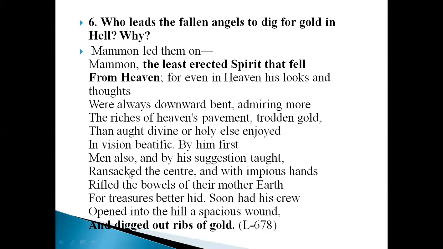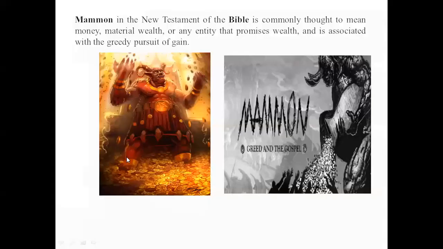You are going to read these lines and read the last line. And digged out ribs of gold, and he encouraged other fallen angels. So they help him dig gold. Okay, so this is the picture of Mammon. In Bengali we usually say Kuber, or sometimes we do find in Bangla newspaper Takar Kumir. Those who are too much greedy persons, they are called Mammon.